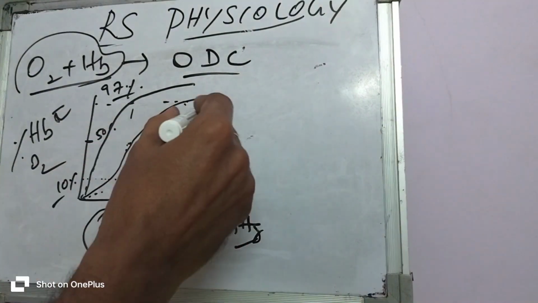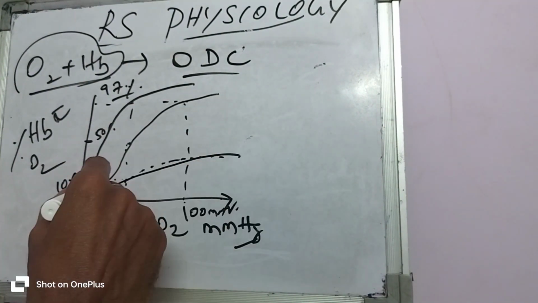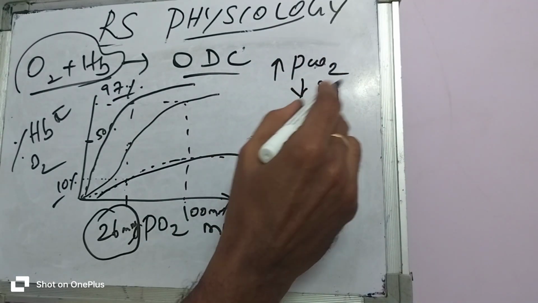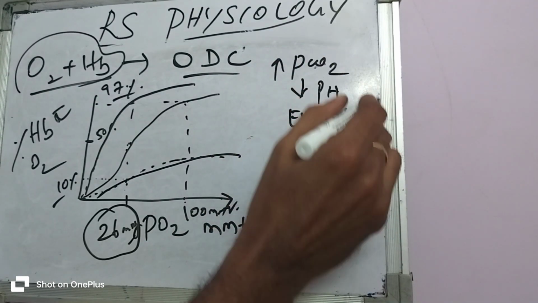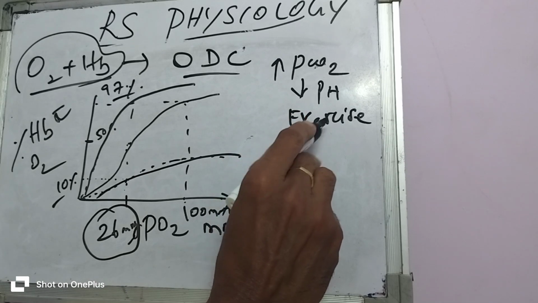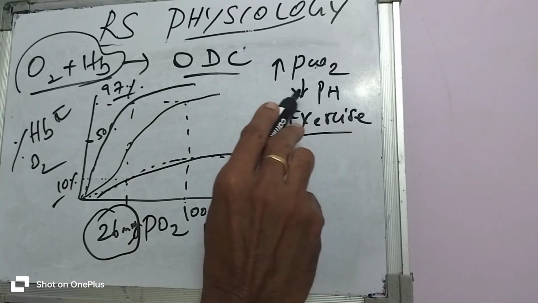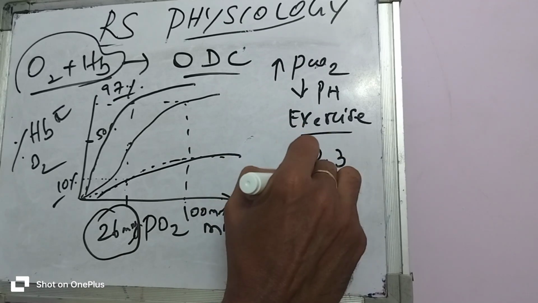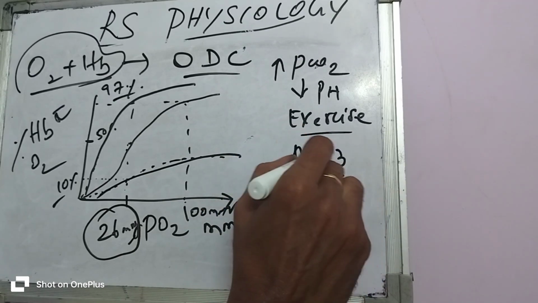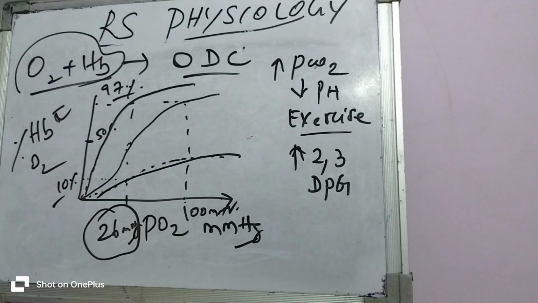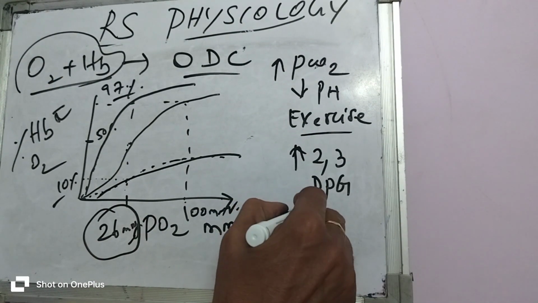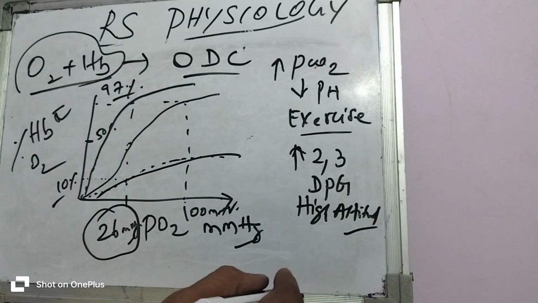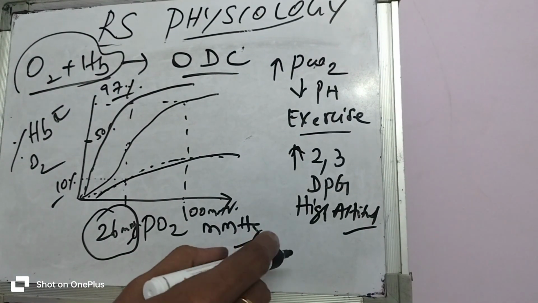So what are the reasons that the curve shifts to the right side? One is increased partial pressure of carbon dioxide, or decreased pH, and exercise. During exercise, there is an increase in the partial pressure of carbon dioxide, decreased pH, and increased 2,3-diphosphoglycerate. It is a glycolytic intermediate, and when it is increased, the affinity between oxygen and hemoglobin will be less. And during high altitudes. So in all these conditions, we have an increase in the temperature, where the curve shifts to the right side.